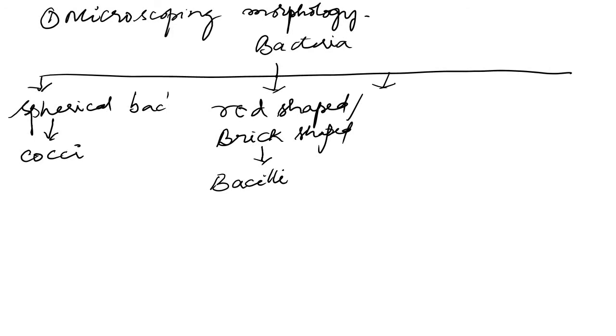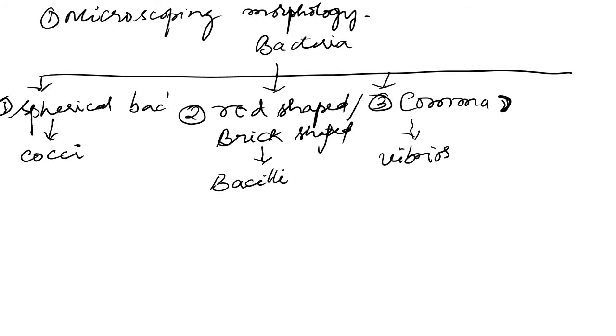Then the third one is comma shaped. That is, they are slightly curved like a comma. These are referred to as the vibrios. Then you have another category, number four, the spirals. They are spiral like this. These are known as the spirochetes.